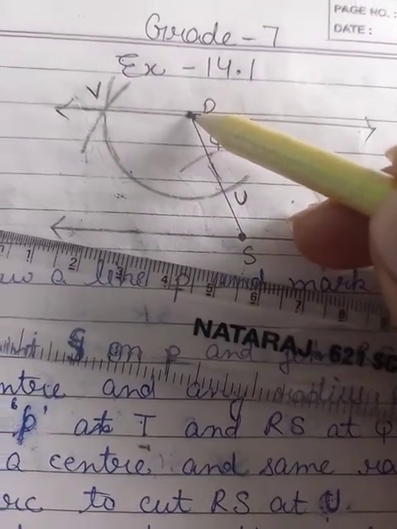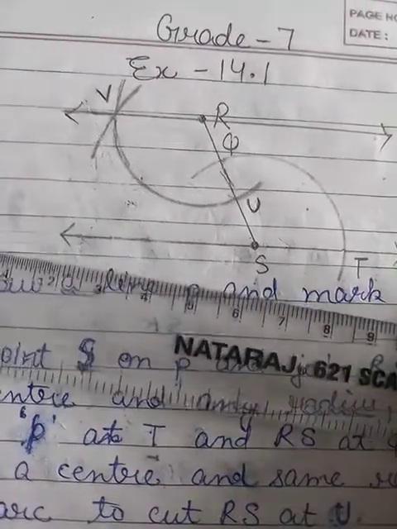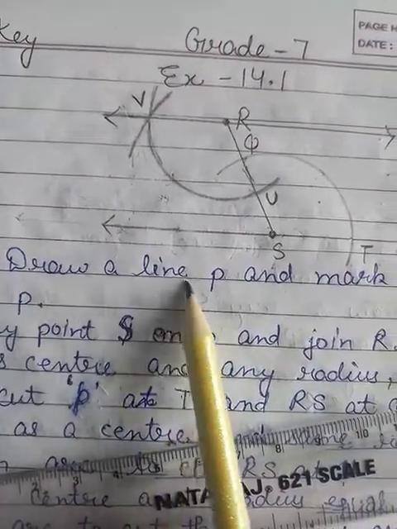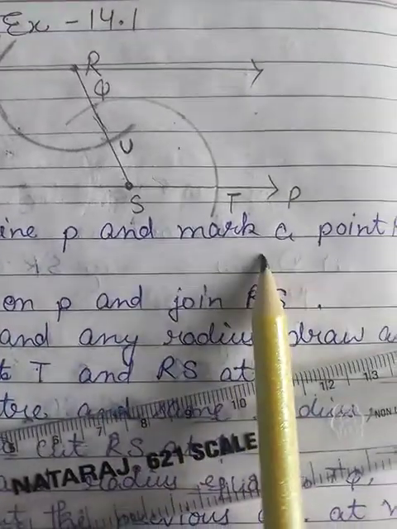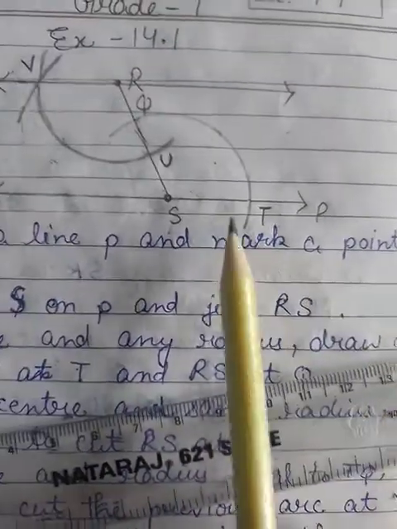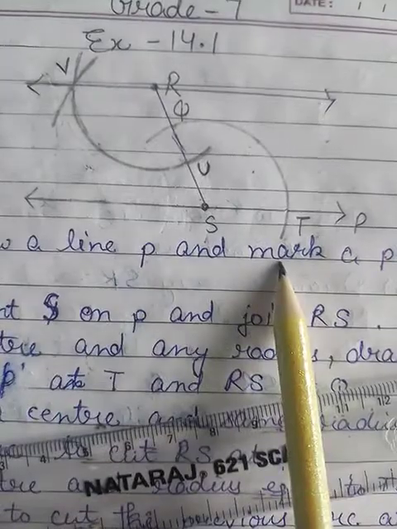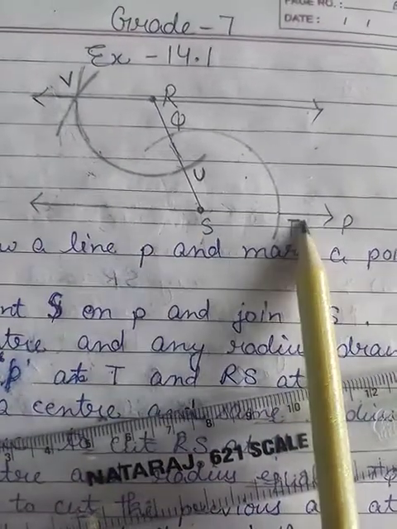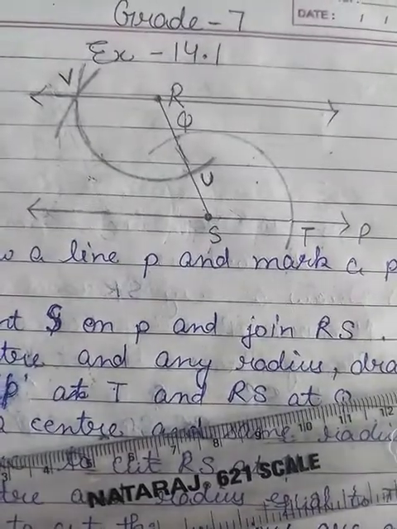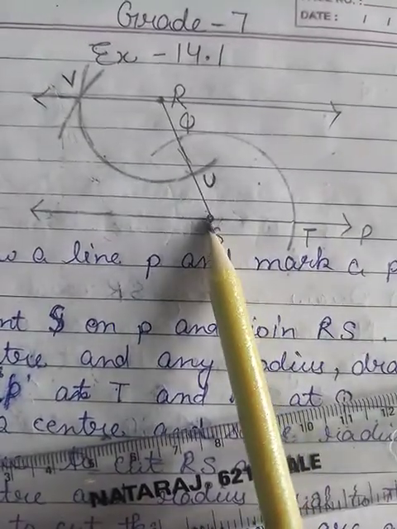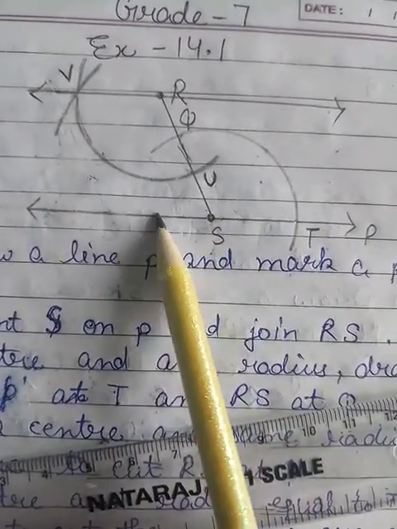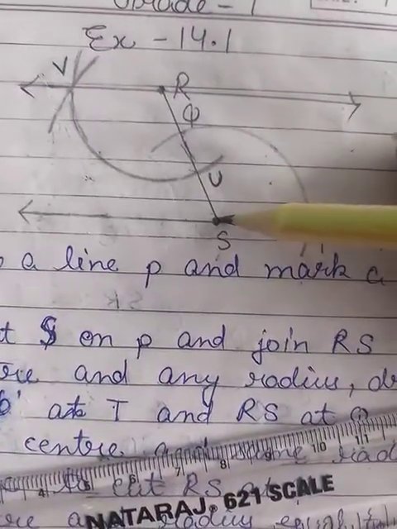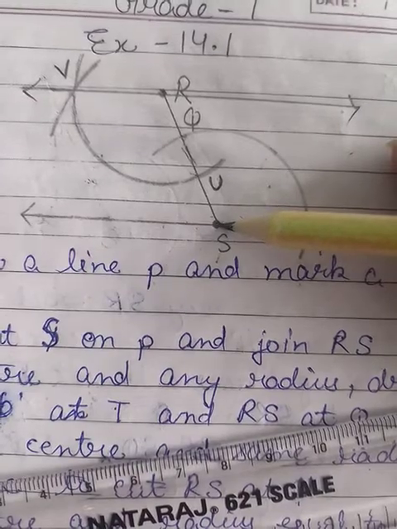So first of all we have drawn a line P. I have written the steps here also: draw a line P and mark a point R. Now on line P I need to mark another point anywhere on line P. I have marked it here, you can mark it anywhere. Here I have marked a point that is S.